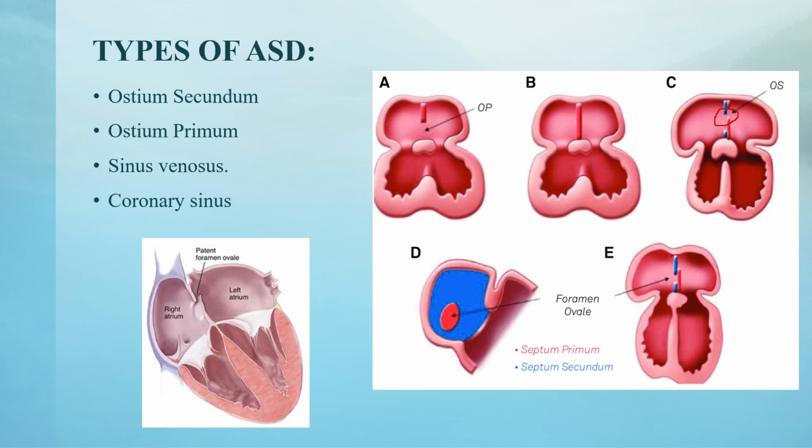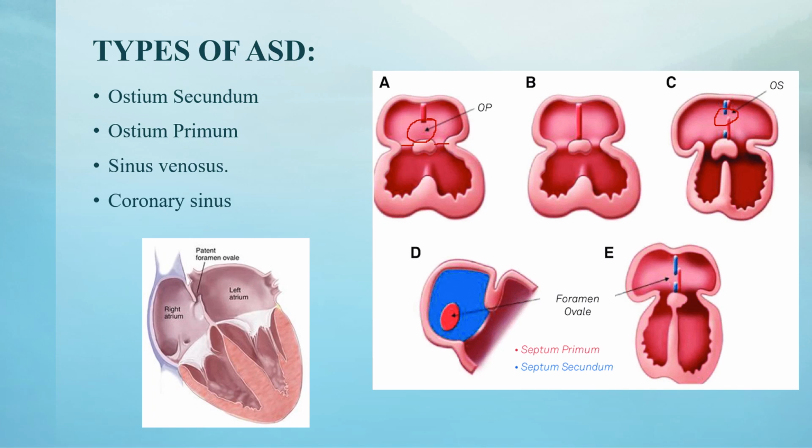Second is the ostium primum. This defect occurs in the lower part of the atrial septum. It occurs where the mitral valve and the tricuspid valve intersect. So this is the tricuspid valve and this is the mitral valve. The place where the tricuspid and the mitral valve intersect, this defect occurs at this place. So this is called the ostium primum ASD.